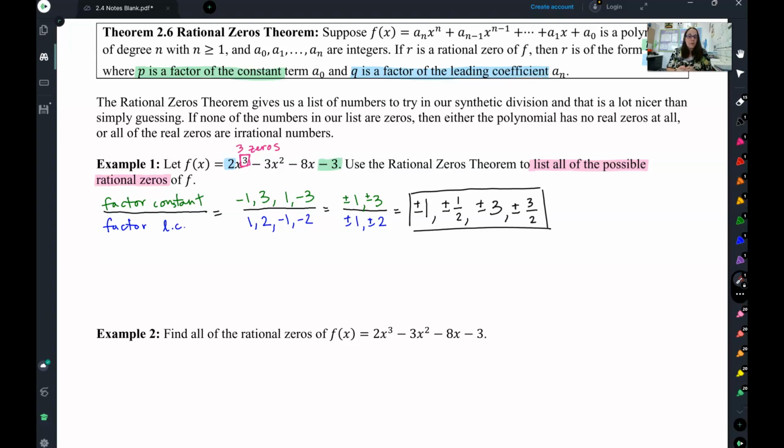If you remember when we talked about it in 2.3, how do we know from synthetic division if something is a zero or a factor? We get a remainder of 0. So I'm going to take these and do synthetic division with them and figure out which of these has a remainder of 0. If it has a remainder of 0, then that is one of my zeros and therefore one of my factors. So in the next video, we're going to start testing this list of possibilities and find out which ones work.